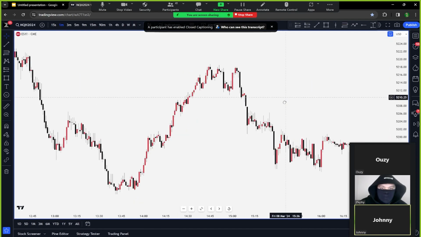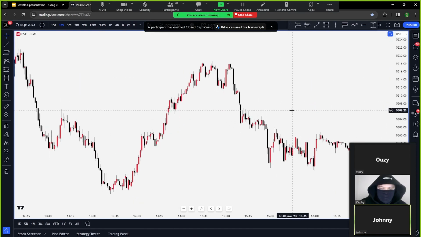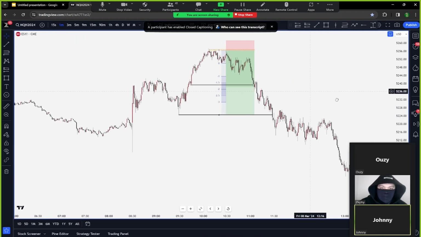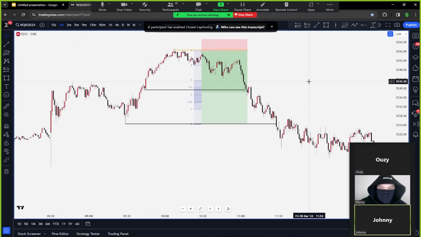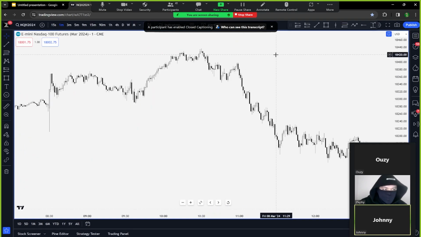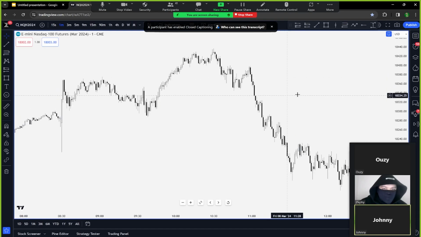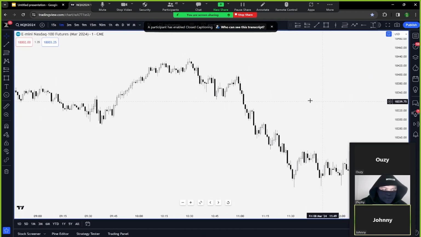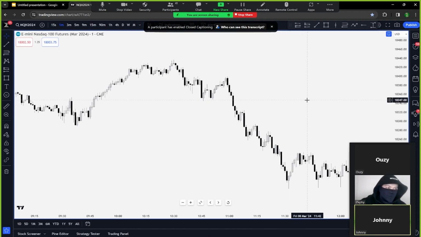Even the ones I was showing you right now with quarterly theory and SMT, that's a model in itself. It's crazy. There is no turtle soup without SMT. SMT is the whole basis of that.